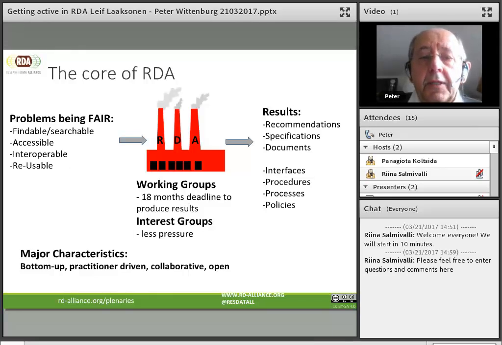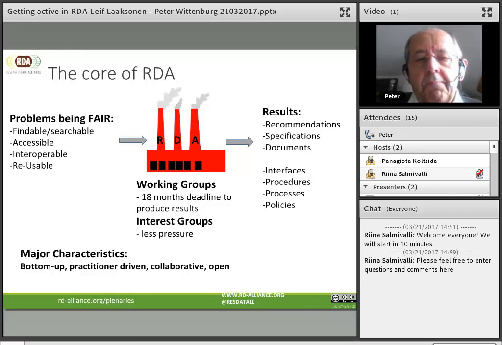We have working groups which have to be very specific about the goals they want to achieve, and they have a timeline of 18 months to finish these goals. So you have to be very concrete and not start, let me say, philosophizing about a certain topic. So it's very constrained, and it's hard work to get the outputs done.